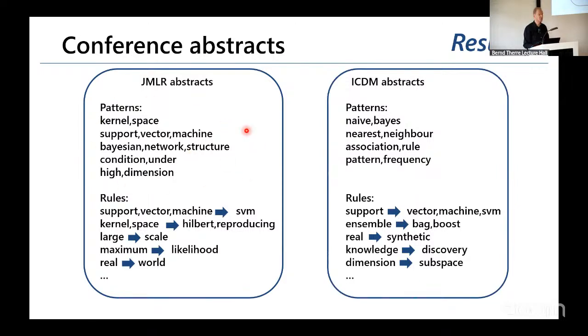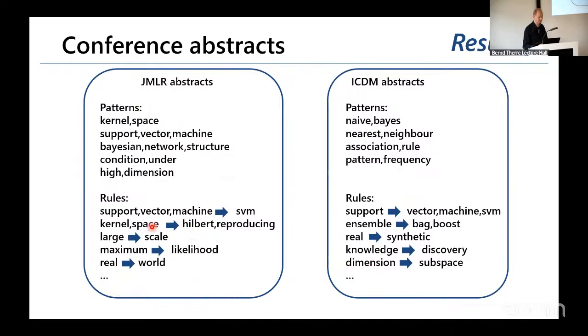This is JMLR, the Journal of Machine Learning Research, or really machine learning papers. And the ICDM is the International Conference on Data Mining, more data mining, more frequent pattern mining. I mean, there's also some SVM stuff going on. We saw that last week. The patterns, well, they make sense. And these are the rules that we find.